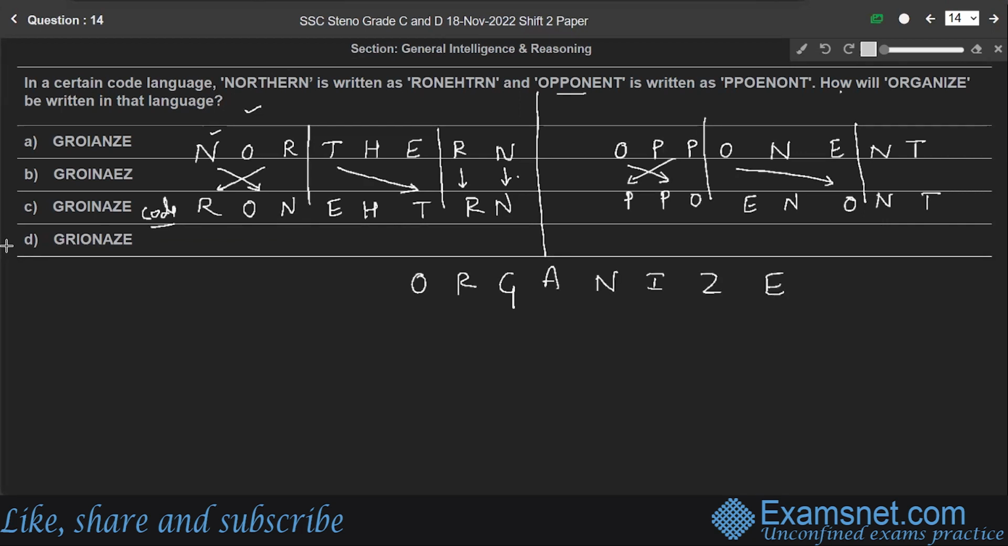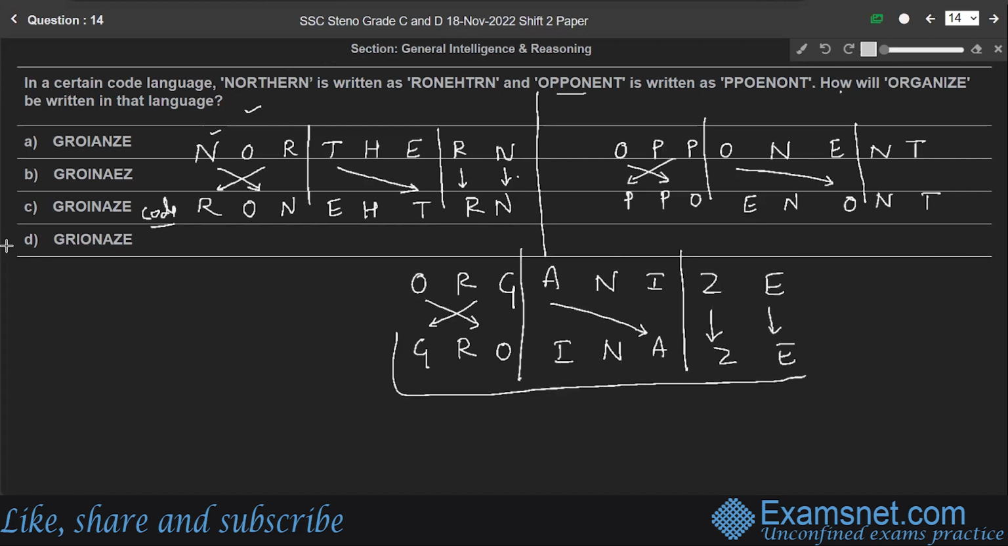Next, the word is organize, ORGANIZE. Split the given word into 3 parts. First 3 letters should be written in reverse order like this, GRO. Then the next set of letters again in reverse order, INA, and the last 2 letters will be as they are, Z and E. Therefore, the code for organize is GROINAZE. So option C is the code for organize.